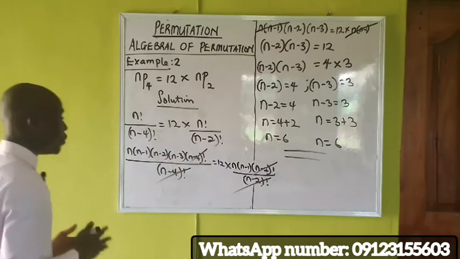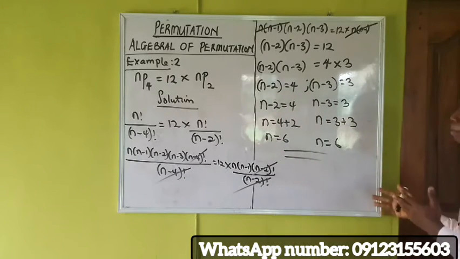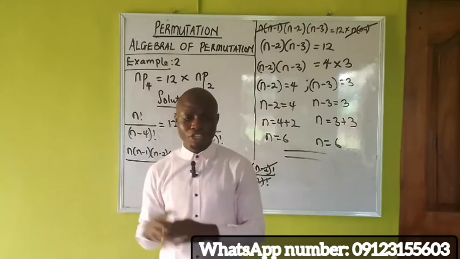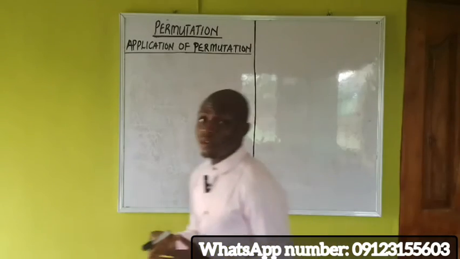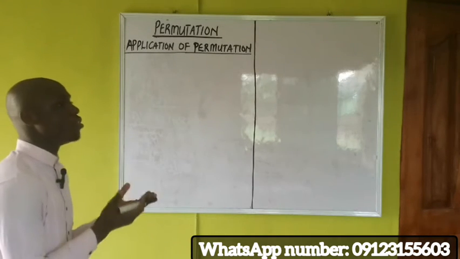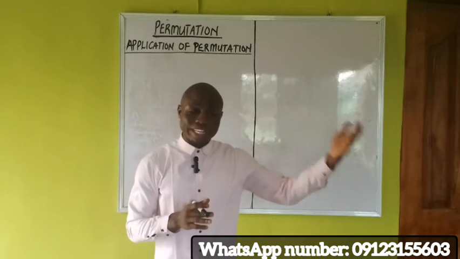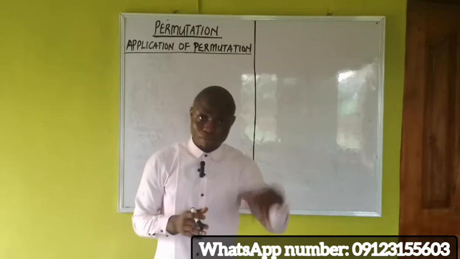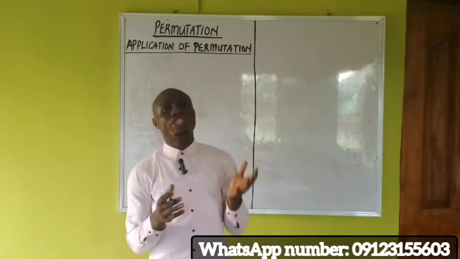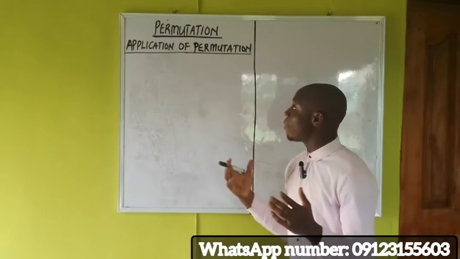Here is simply the concept behind algebra of permutation. Let's move to application of permutation. Let's consider the concept of application of permutation. So after defining permutation, we took an example, we evaluated a question of permutation. Having done that, we discussed the algebra of permutation. Also, now we are into application of permutation.